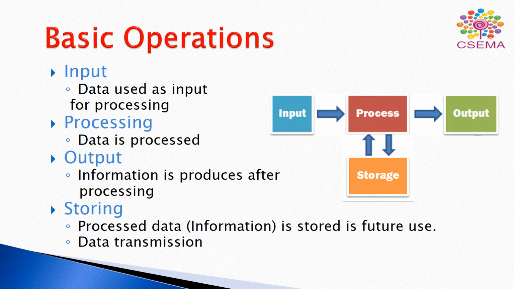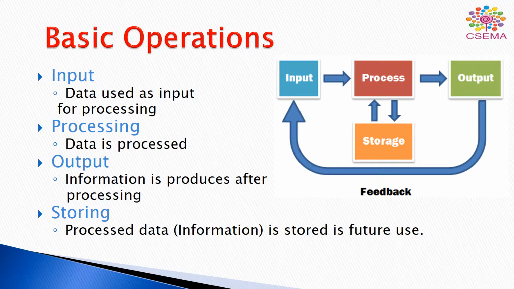And we can also say that another basic operation of the computer is data transmission. Means when we transmit data from one computer to another, it's called data transmission. In this figure, we see that here input is provided for processing, and after processing we can store in storage devices, or we can produce just output. We can also use this output data as input for other computers or the same computer. It's called feedback.